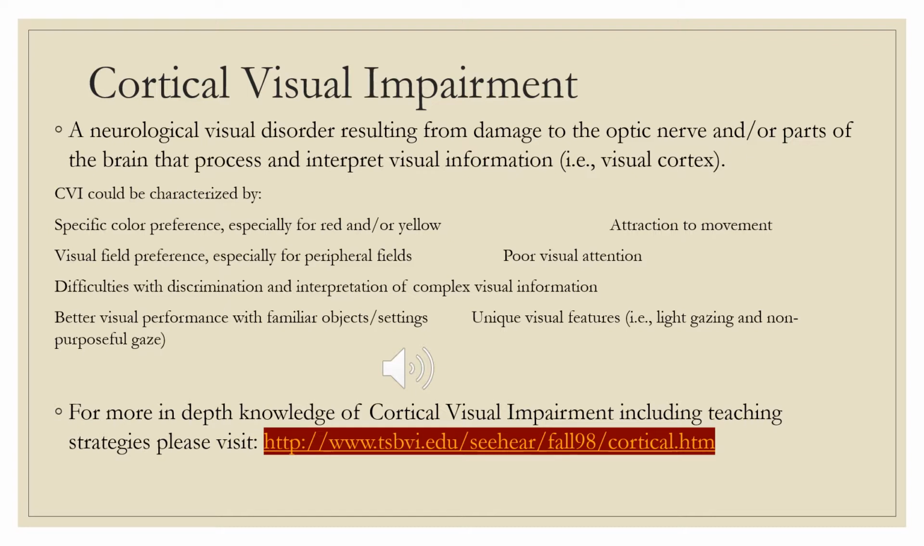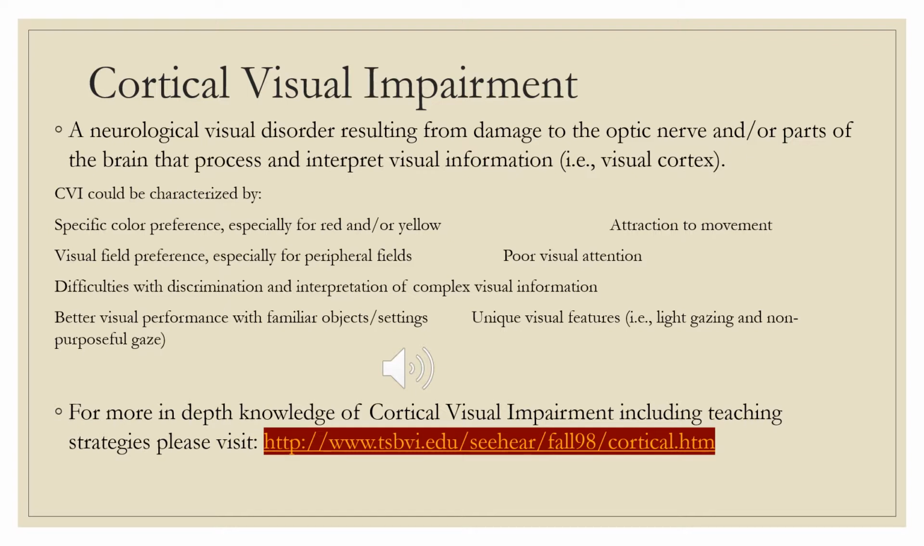CVI is a visual disorder resulting from damage to the optic nerve and/or parts of the brain that process and interpret visual information. Some characteristics of CVI are that these students prefer a certain color, especially red or yellow. They are usually attracted to movement. They have poor visual attention and sometimes prefer a certain visual field, such as the left, right, upper, or lower. They also have difficulties with discrimination and interpretation of complex visual information.